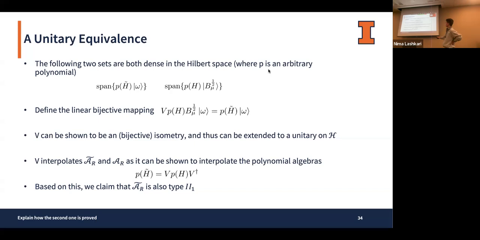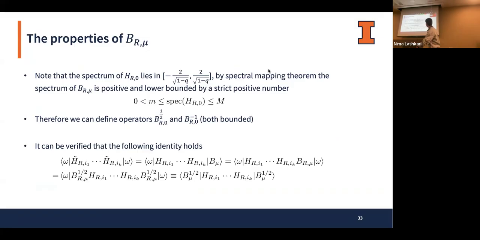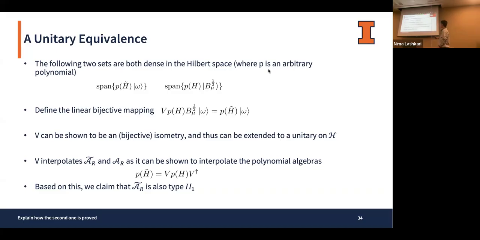Now we can define a linear bijective mapping, which is defined in this way. It can be shown that it's linear, it's bijective, and it's also an isometry. How I show that it is an isometry is basically by using these relations. So it's actually a unitary from a dense subspace of the Hilbert space to another dense subspace of the Hilbert space, and by the bounded linear extension theorem, it can be extended to a unitary operator on H.